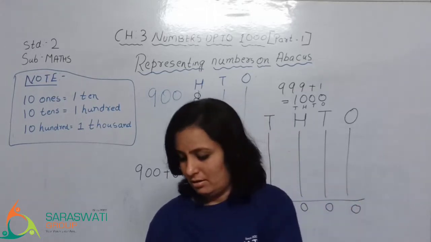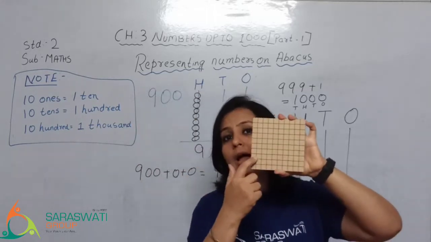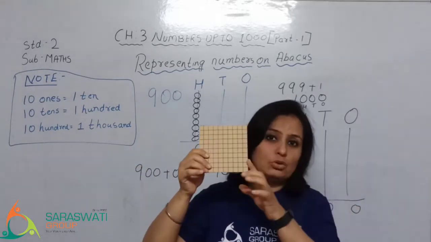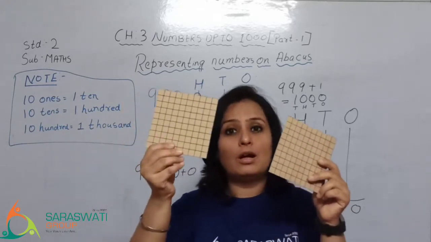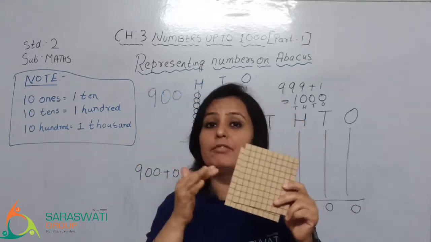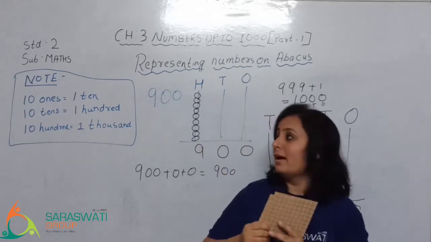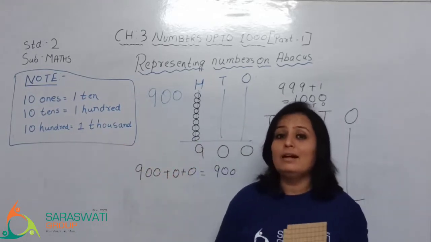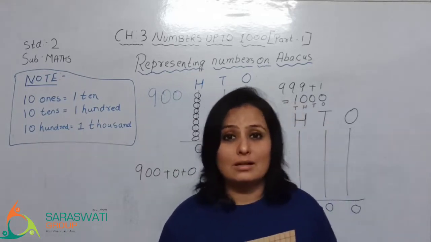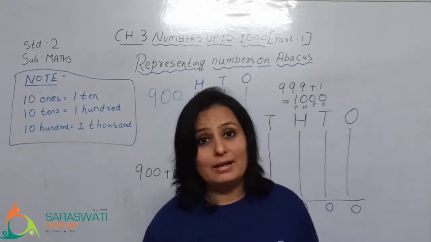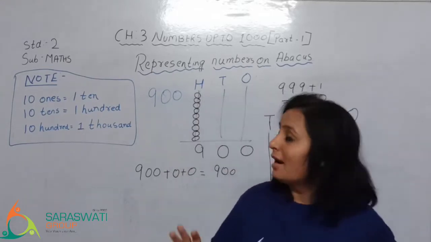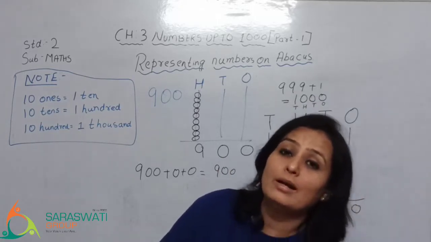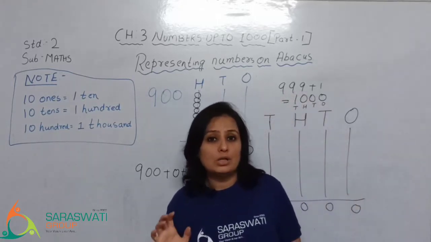And this 100 that I made, I will bring 10 of such. This is one, then second, then third, fourth, fifth. When I collect 10 such, what will I get? 1000. I will show you this with practical examples also, but for now I'm just giving you some basic information so that you can get some idea about it.